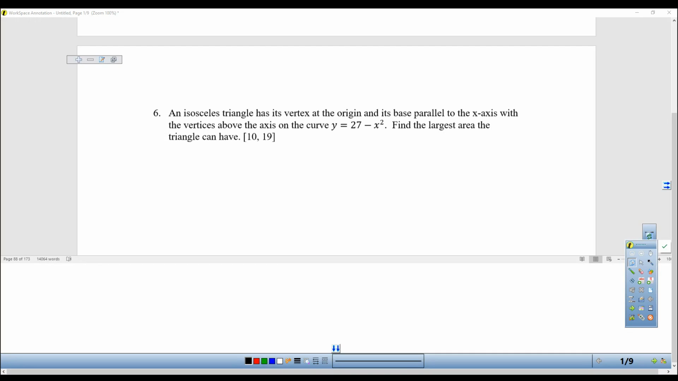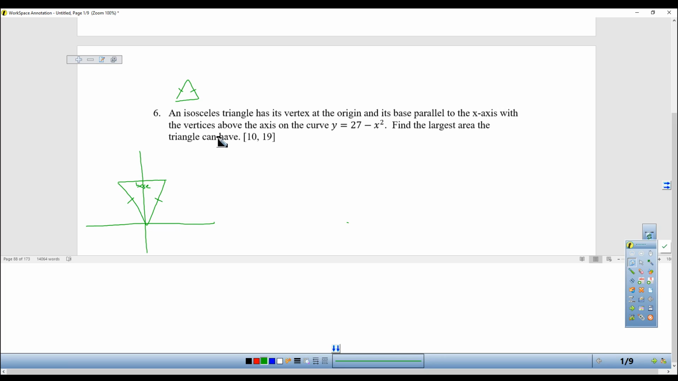An isosceles triangle has a vertex at the origin and its base parallel to the x-axis. When people have tried to do this problem in the past, they usually get confused because they think of an isosceles triangle like this, with two legs the same. But this one has its vertex at the origin and its base parallel to the x-axis. So it actually looks like this. It's upside down. So this is the same, and this is the same, and this is the base up here. I know we think of base as being at the bottom, but in this case, it must be flipped upside down.